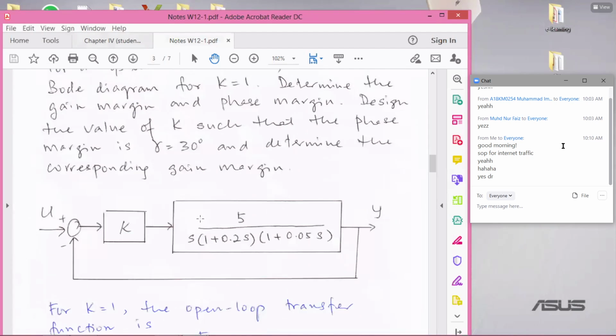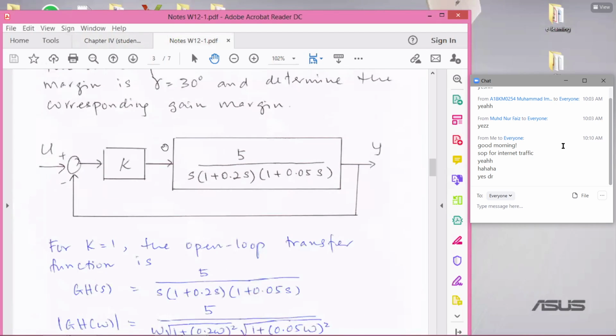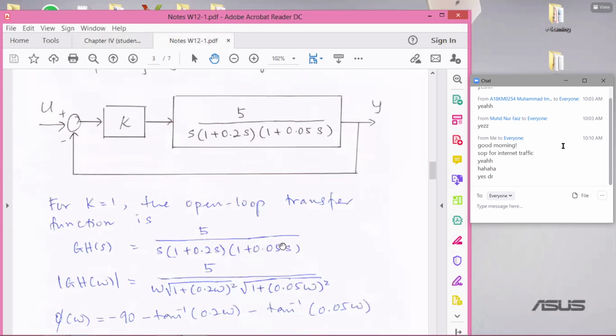That's it. Okay. So now this is your system here, your closed loop control system. So now for K is equal to 1, you need to obtain the open loop transfer function. So that is just your open loop transfer function, 5 multiplied by K, but K is equal to 1. And then you have your numerator.